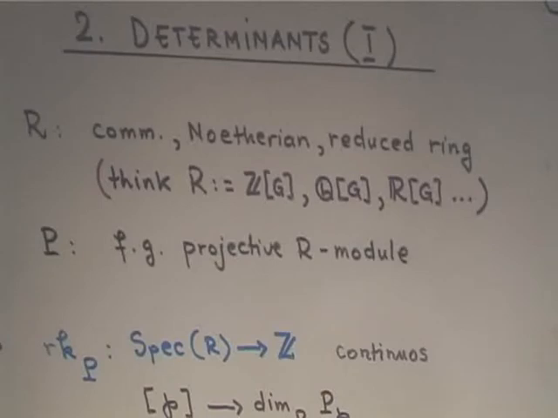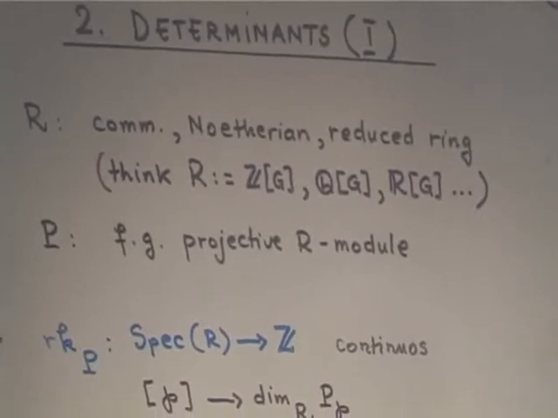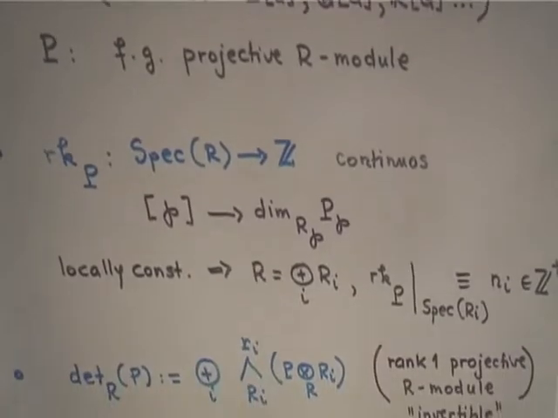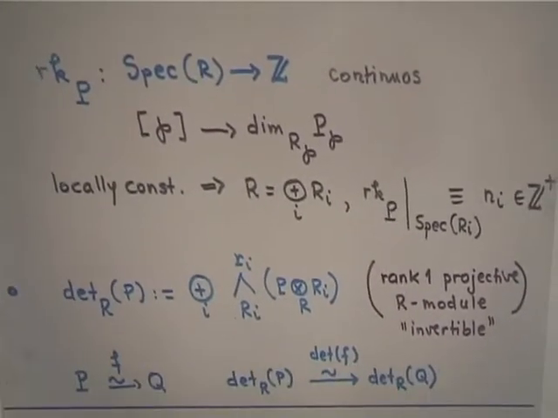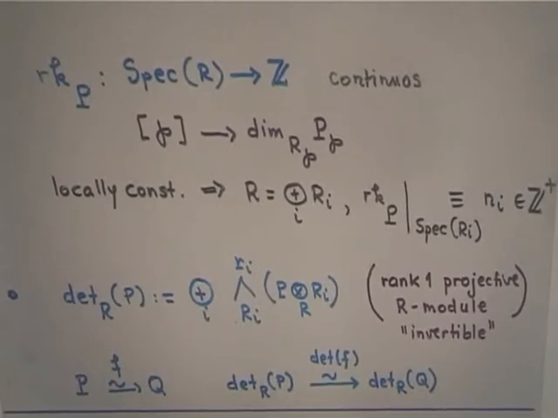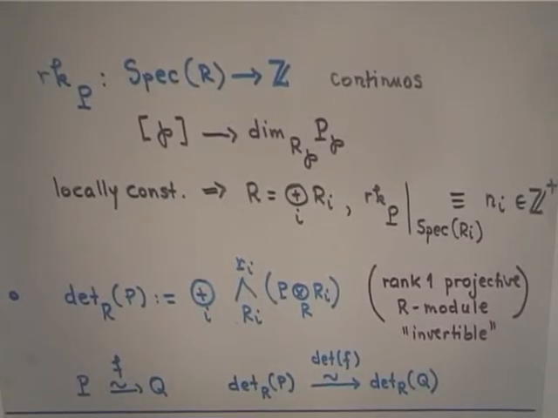But for the moment, R is just a commutative Noetherian reduced ring, and P is a finitely generated projective R-module. And to this projective module, you can associate a rank function, which is a continuous function on the spectrum of R with values in Z. The spectrum of R is viewed here with the Zariski topology. Z is viewed with the discrete topology.